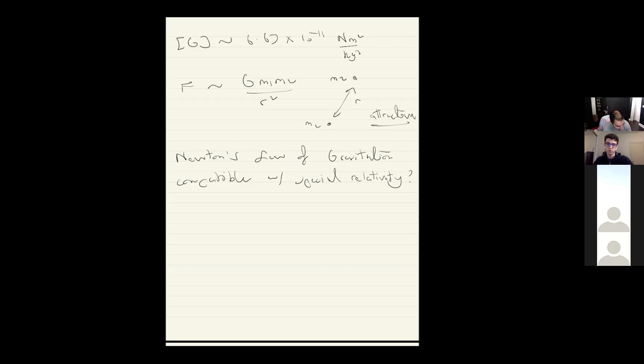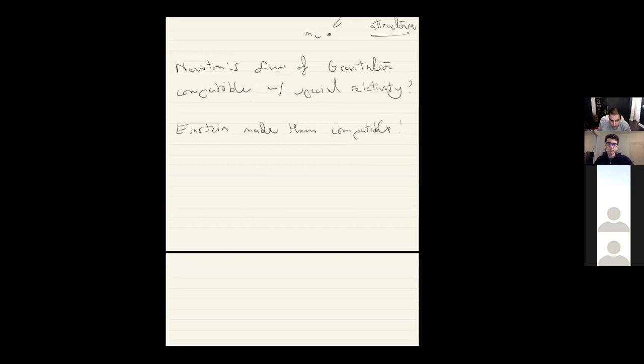And the person who did this was Einstein. Einstein took Newton's laws of gravity and modified them as follows. So Einstein made them compatible. How did he do it? Well, what Einstein realized is that the only way in which you could make them compatible with one another is if space-time itself distorts with stress energy.